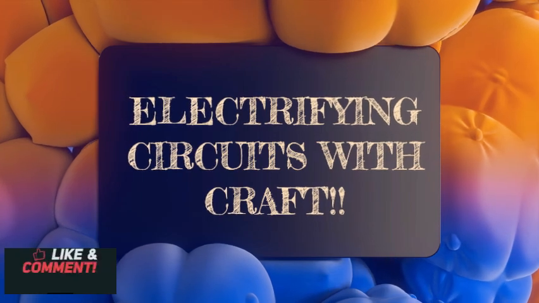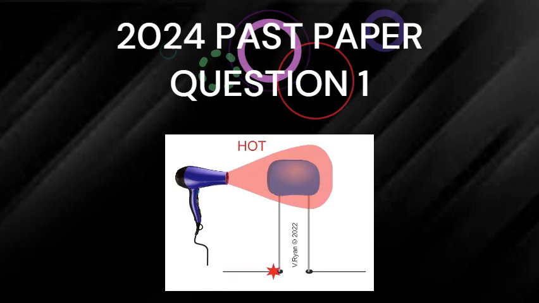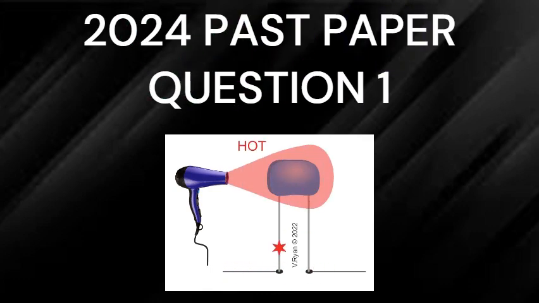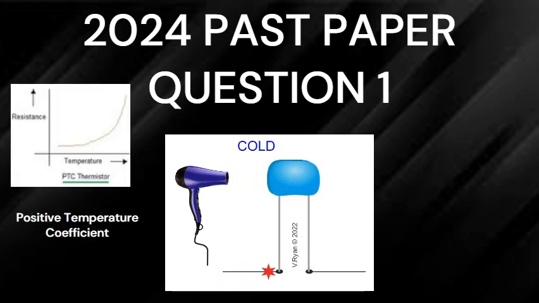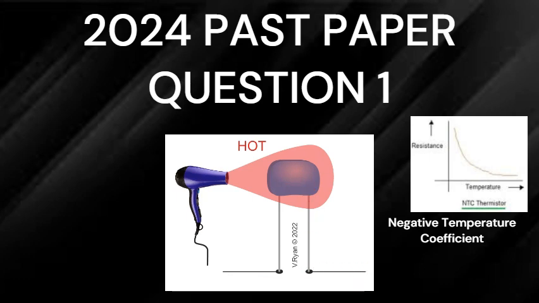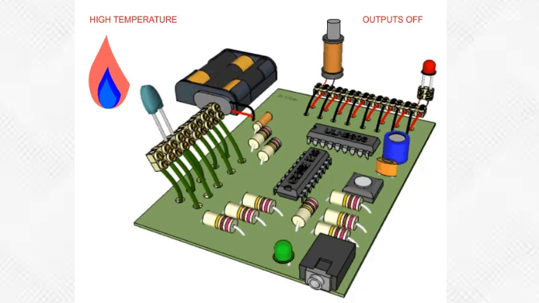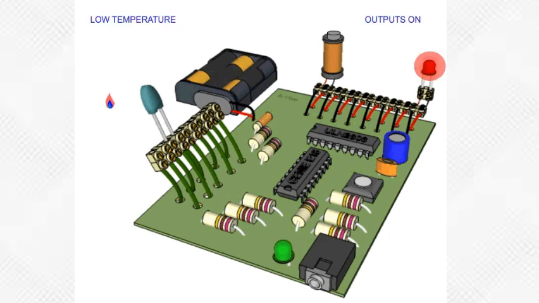Circuits with Craft. In today's video, we're diving into the 2024 past paper and tackling question 1. We'll be exploring the fascinating concepts of positive temperature coefficient and negative temperature coefficient of materials. These properties are crucial for understanding how different materials behave under varying temperatures and are essential for anyone studying or working in the field of electronics. So grab your notes and let's get started.